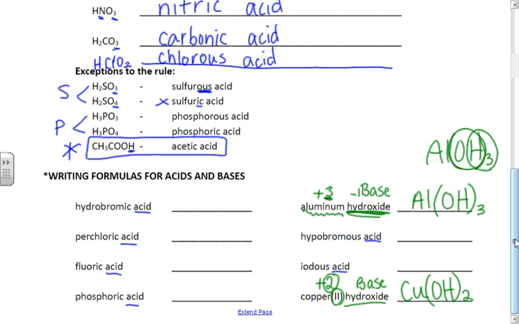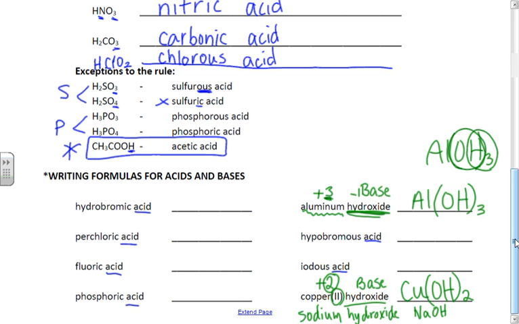If it's something with just a +1 charge, like sodium hydroxide, sodium's charge is +1. So you would just have NaOH. You don't put the hydroxide in parentheses unless you have more than one of them.